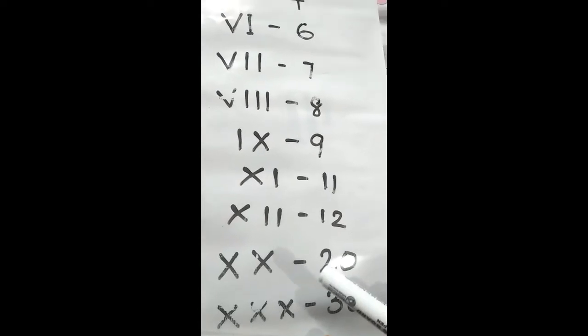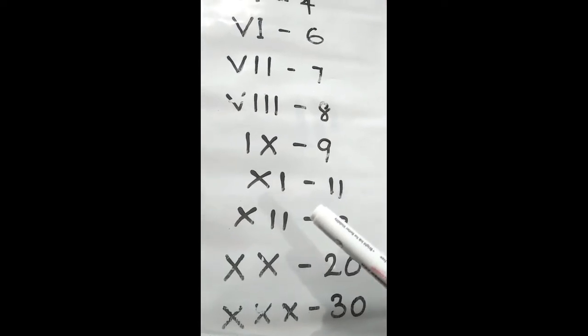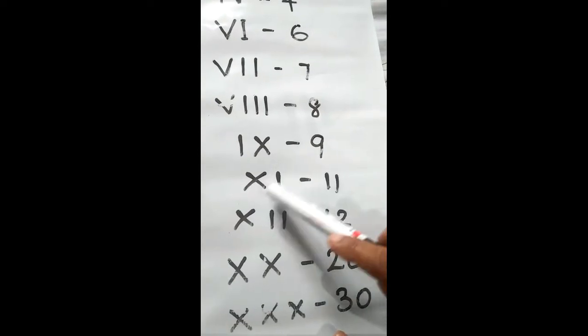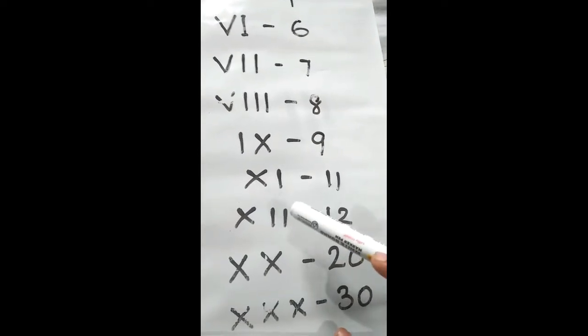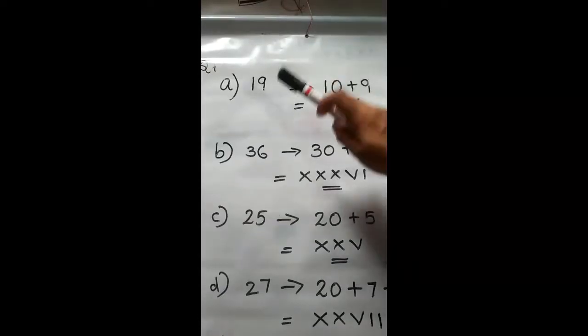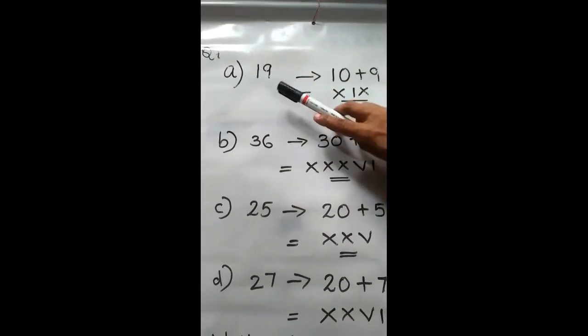That means the smaller numeral left to a bigger numeral will be subtracted. The smaller numeral right to a bigger numeral will be added. 10 plus 1. Like this we can use. Then we can do some problems. Okay, so we will do some problems.